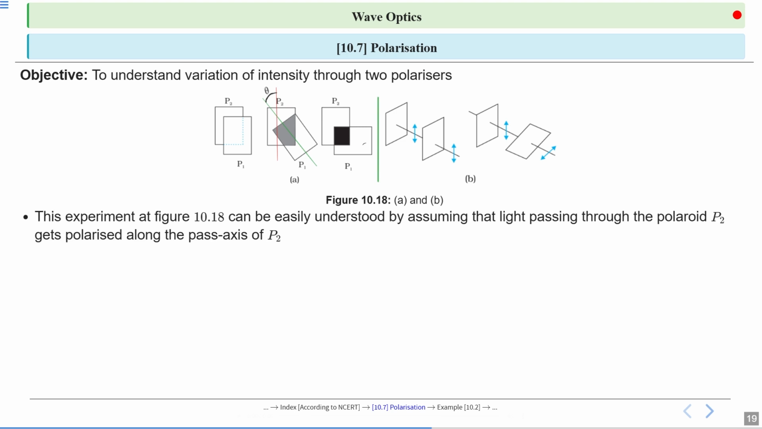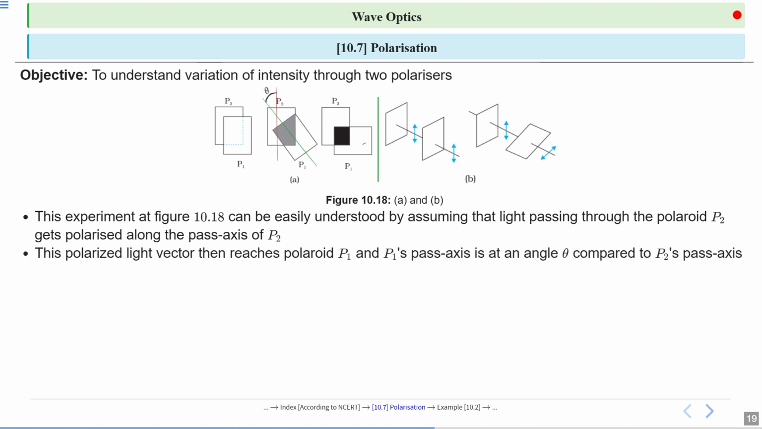Now consider the light passing through the second Polaroid P2. This light becomes polarized along the pass axis of P2. It's important to understand that this polarization is a key step in how the light intensity will change as it moves through the system. This polarized light reaches the first Polaroid P1. Here the pass axis of P1 is at an angle theta compared to P2's pass axis. This angle is critical because it determines how much of the light intensity will be transmitted through P1.